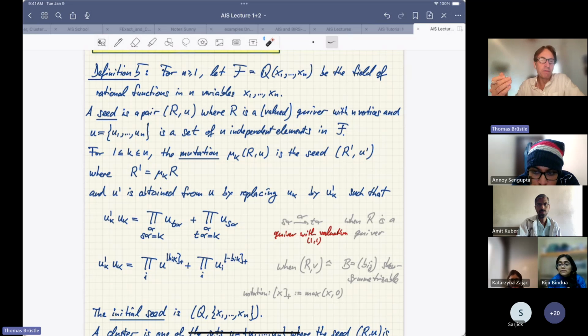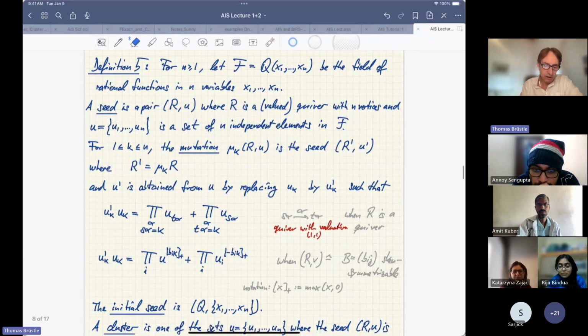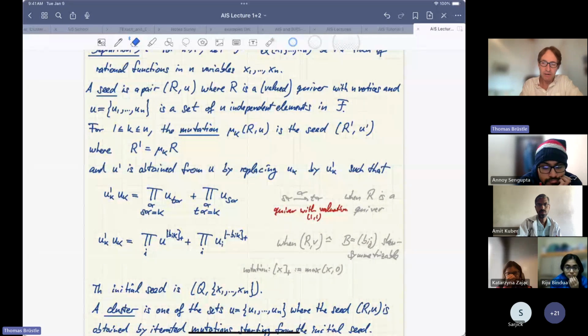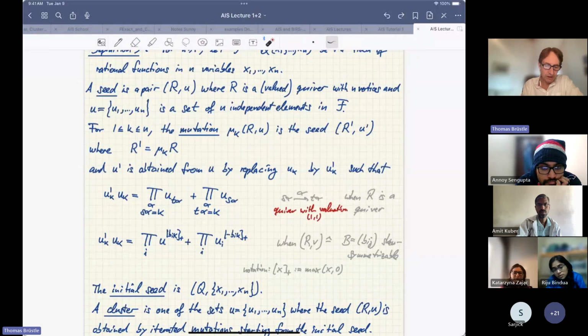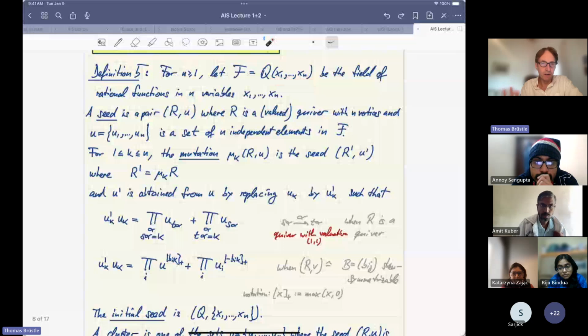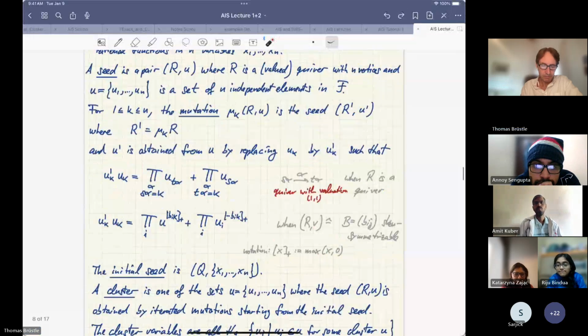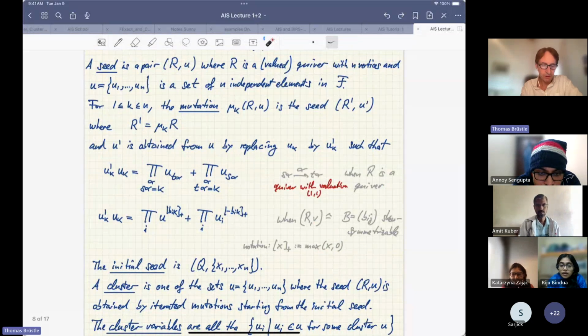Cluster algebras are defined by mutations. So this is a recursive procedure, but we have to define where we start the recursion. This is called the initial seed. The initial seed is our start of the recursion. Initially, we start with a given quiver Q and the variables x1 to xn, which we fix from the beginning. So that's our initial seed.